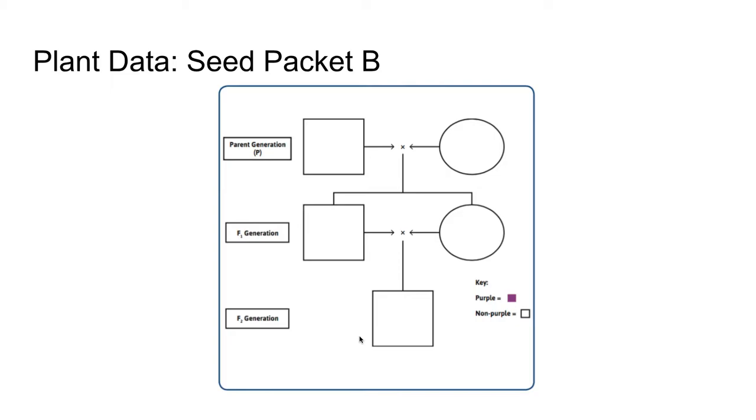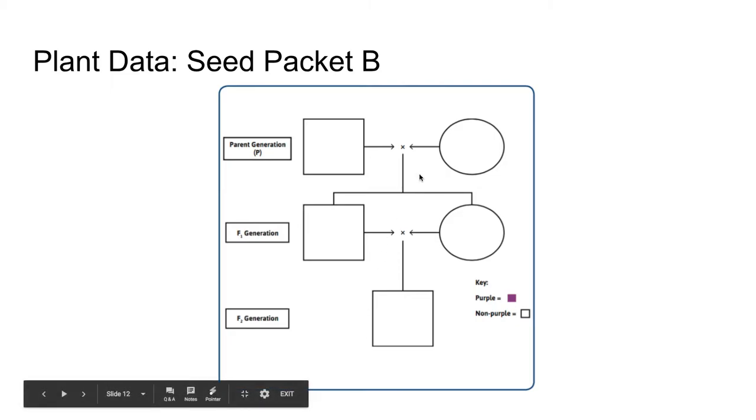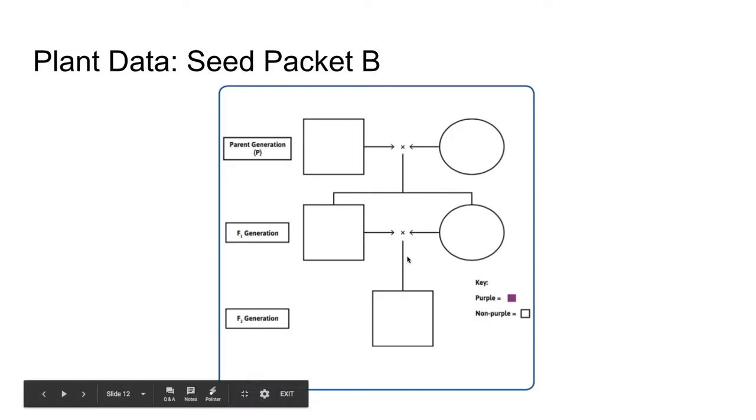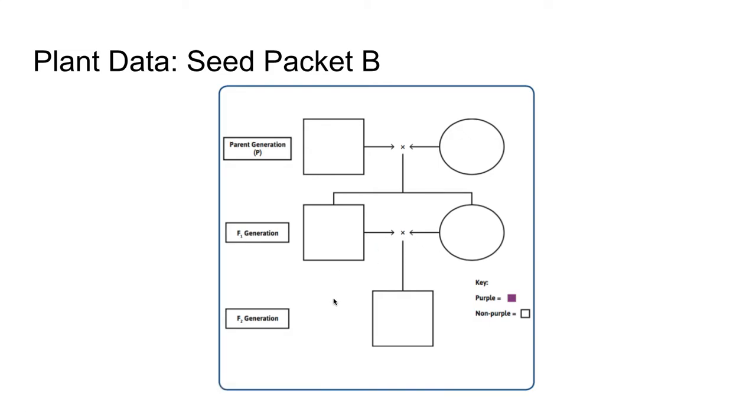If you were from packet B, your seeds came from a parent generation where both plants were green stemmed or non-purple. Your plant turned out to be non-purple. And then we could predict that the next generation of plant, if we raise that to adulthood, would also be a green stem plant or non-purple.